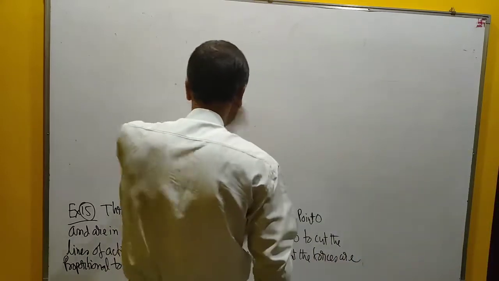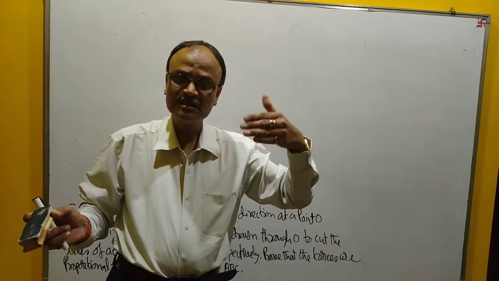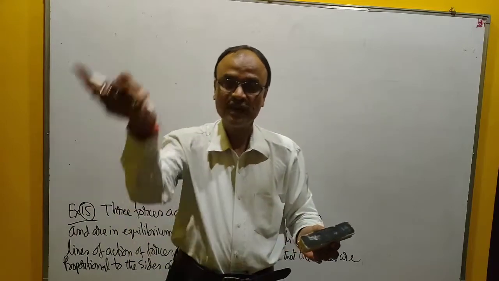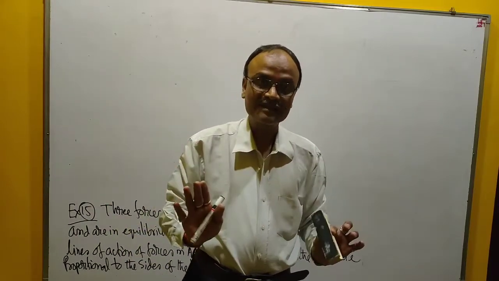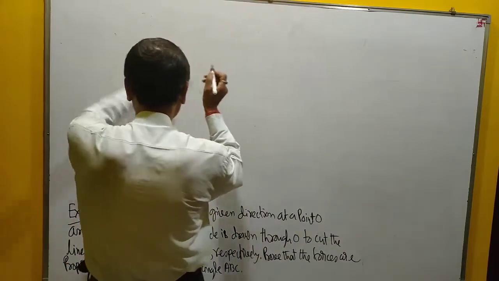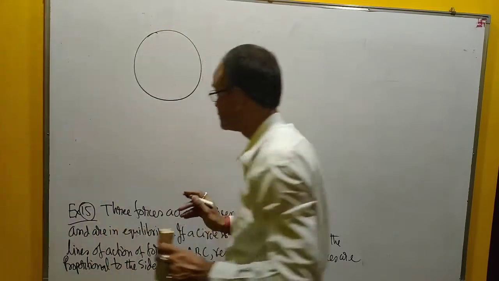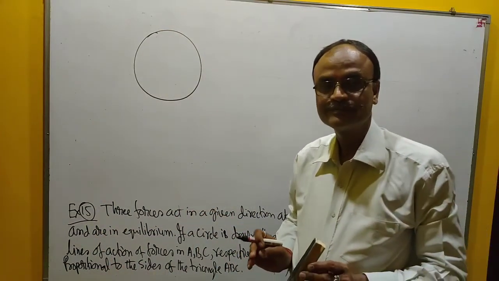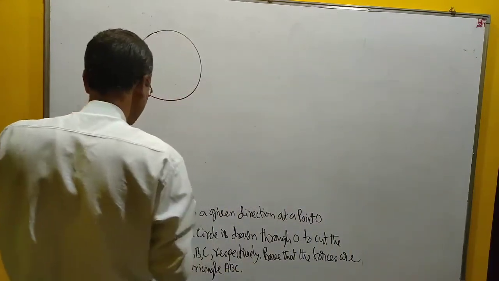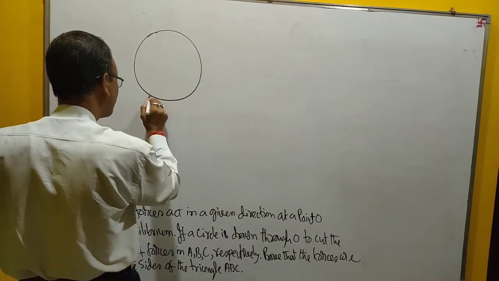Now, first we should write the directions of forces through O, and through O we should draw a circle, but for your convenience, first draw the circle. This is the circle. Through the point O, three forces. This is the point O.